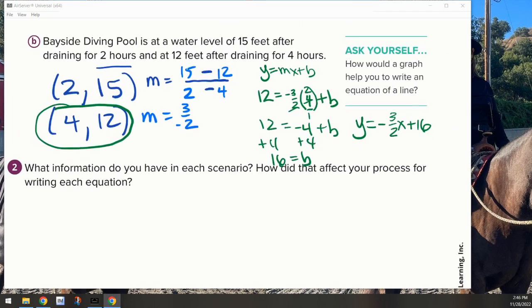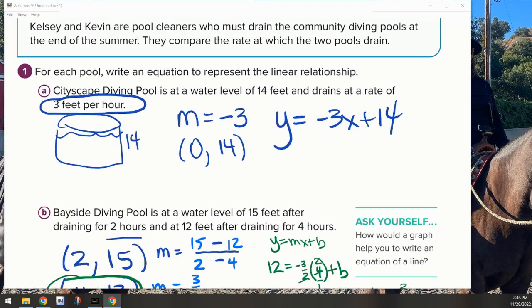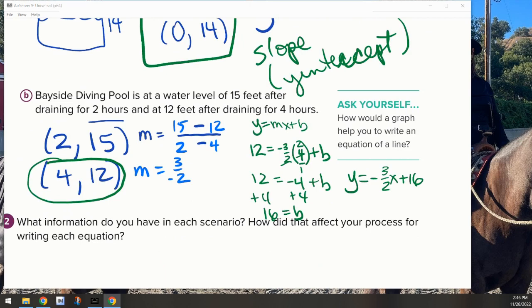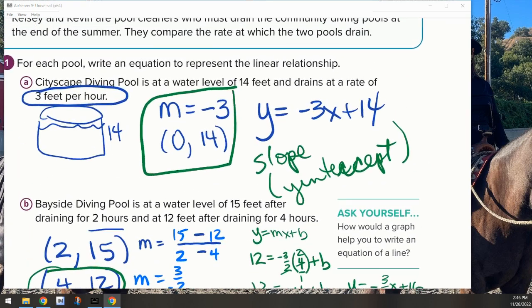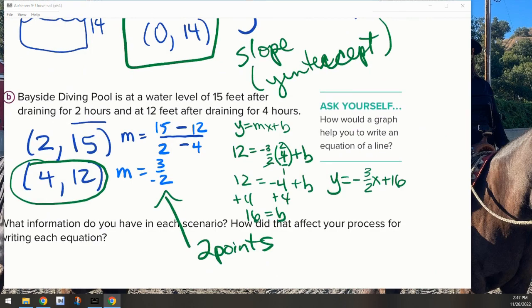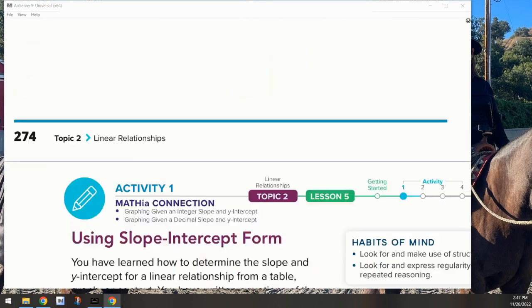Okay, what information do you have in each scenario? The first one, this is what we were given: both the slope and the y-intercept. On this scenario, what were we given? We were given 2 points. So on the first one, we just plugged it in. On the second one, we had to find the slope and then find the y-intercept in order to do the problem.